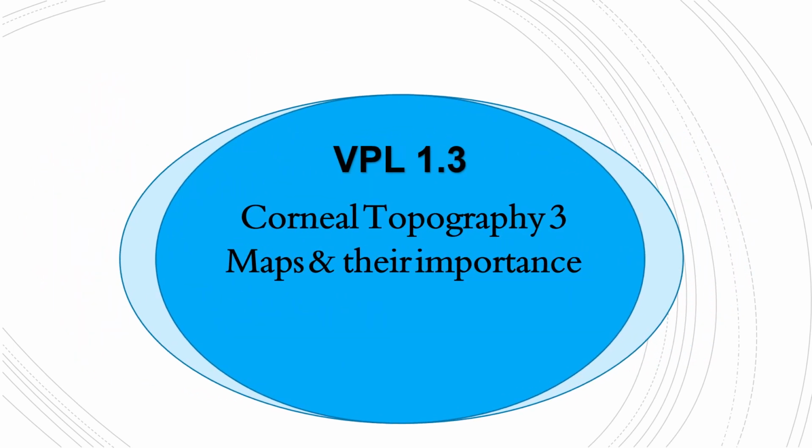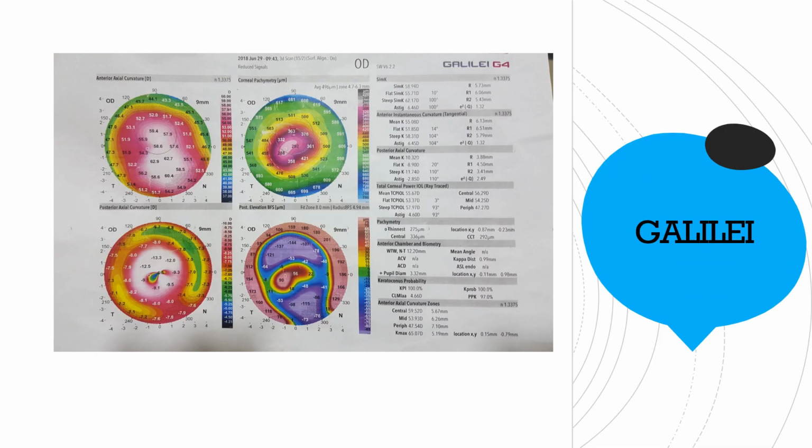Basically what we'll do, we'll look at the 4 maps in the topography printout and see which maps are more important and which maps are less important. Look at this one. It's a Galilei map and the 4 maps are on the left hand side and the parameters are on the right hand side.